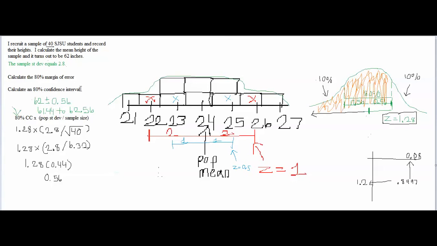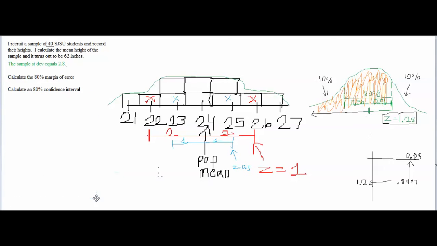Well, what we can do is take out the population standard deviation from the formula and substitute it with the sample standard deviation. So in this type of question, we have a new formula. It's the 80% confidence coefficient times the sample standard deviation over the square root of the sample size.